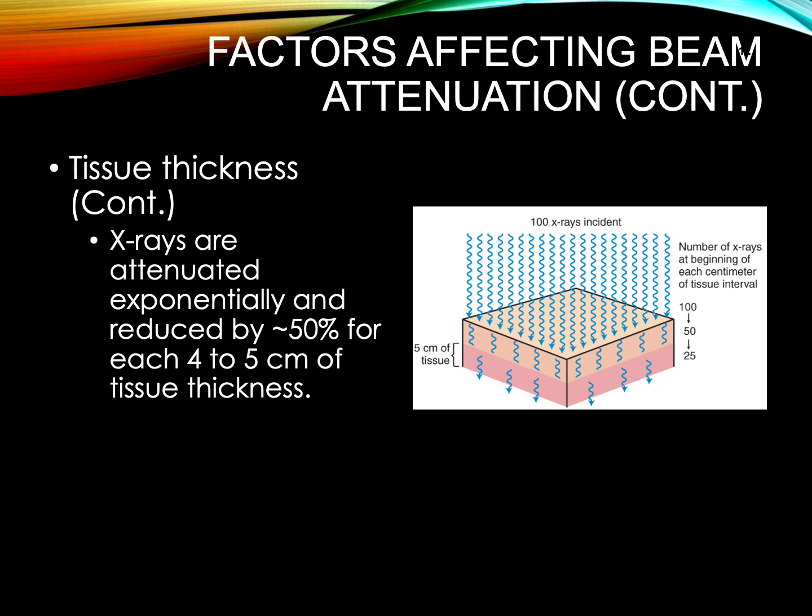So 100 X-ray incidents going into the tissue. It's going to decrease at the top layer to 50 X-rays. And then on the bottom layer is 5 centimeters of tissue. So that's going to attenuate and take the 100 X-rays down to 25. So exiting that tissue is going to be even less. So if we're giving the patient 100 X-rays, there's going to be less than 25 that actually interact with the image receptor to create the initial image or the latent image.